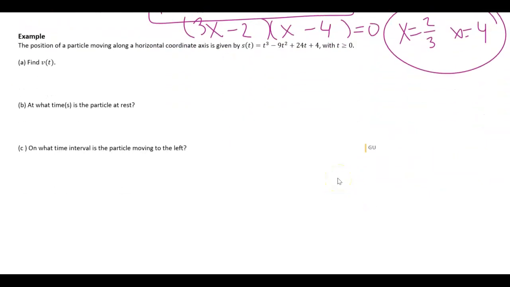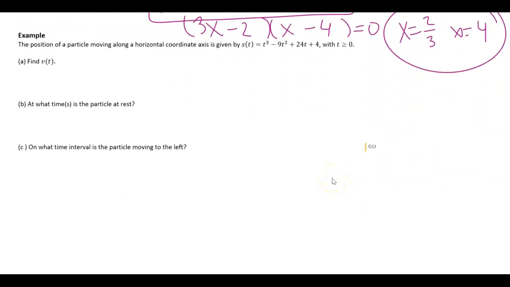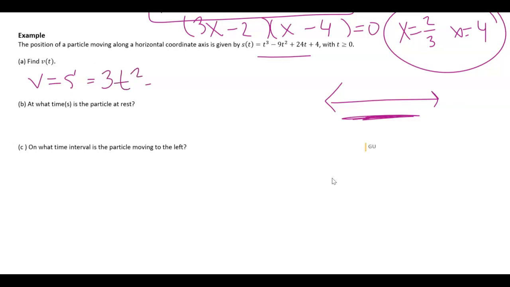We can also look at particle motion. So if I have a particle that's moving back and forth on a horizontal axis with time greater than 0, where this is the position at any time, then remember velocity is just the derivative of position. So I'm going to get 3t squared. I'm going to go ahead and just shortcut this and say minus 18t, because 2 times 9, subtract 1 from 2, plus 24.